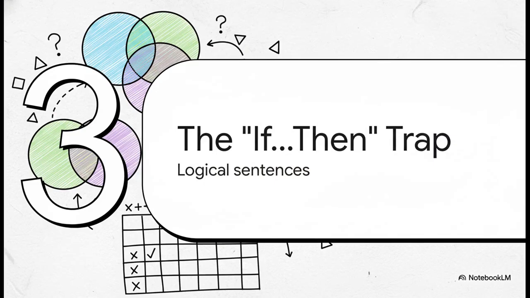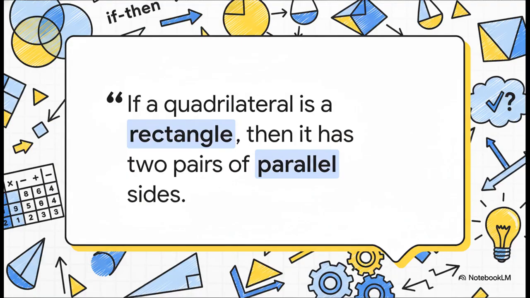Which brings us right to the heart of what we're talking about today, the if-then trap. This single concept is where so many arguments, so many debates just completely go off the rails, all because we think we understand how these statements work, but we really don't. So let's start with a nice, simple statement that we all learned in geometry class and we know is true.